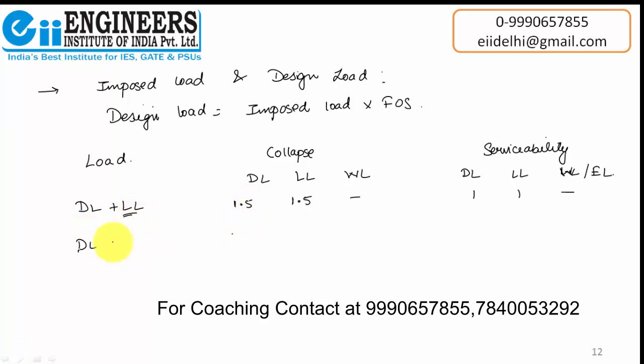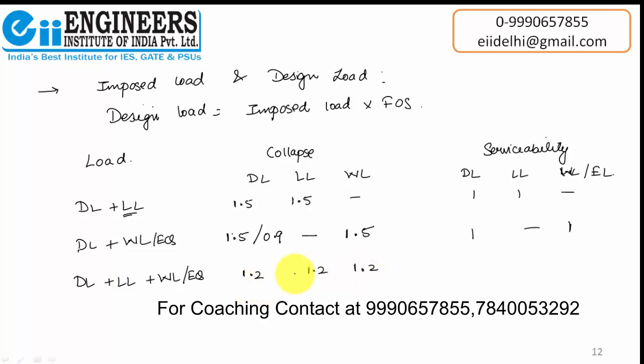When dead load with wind load is available, then this value is 0.9 or 1.5 and this as 1.5. When we have all the loads, dead load, live load plus wind load, then this factor of safety becomes 1.2.